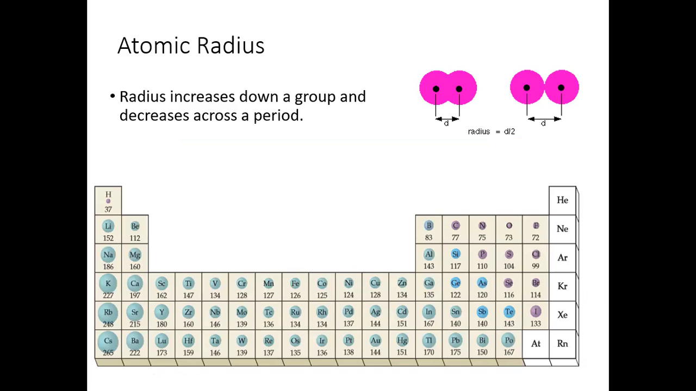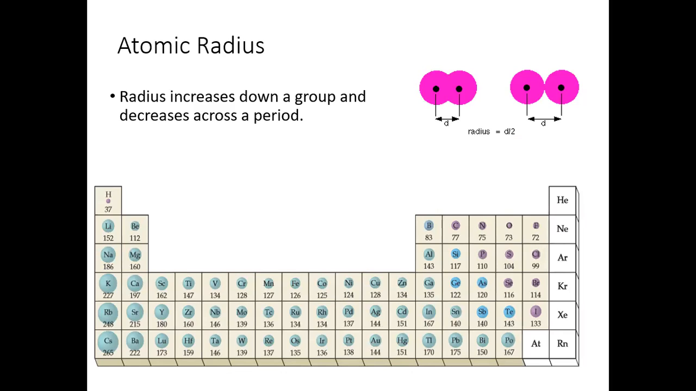All right. So these are some trends that I believe I gave. Yeah, we did this as a presentation, right? Some trends that occur within the periodic table. Now, the first that we look at is the atomic radius.